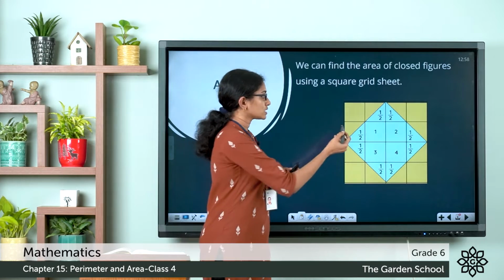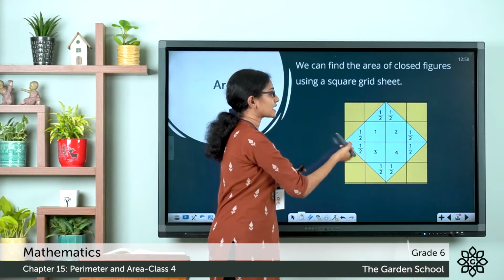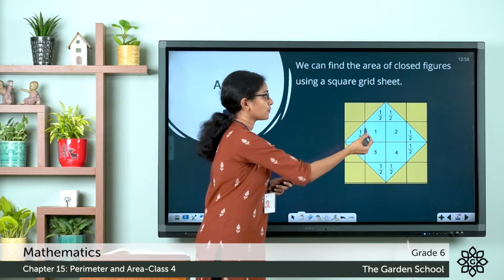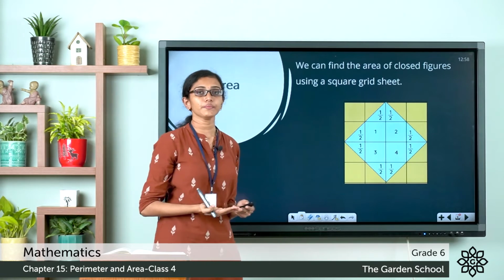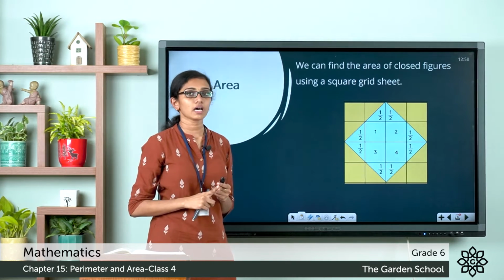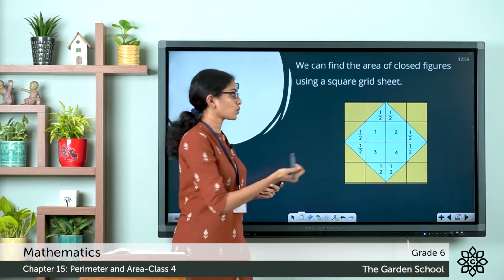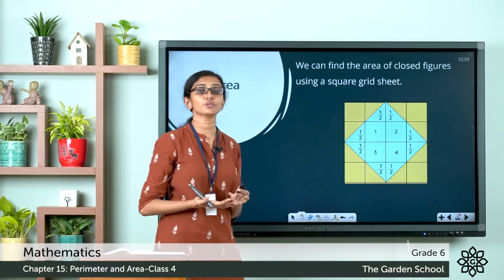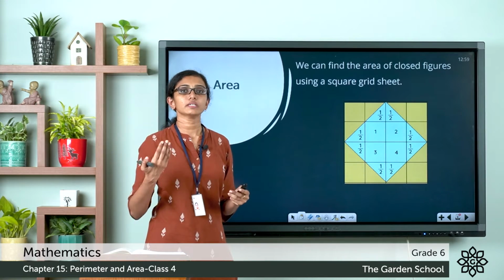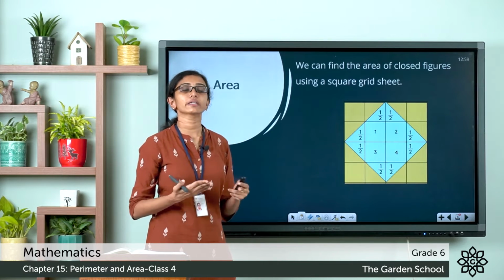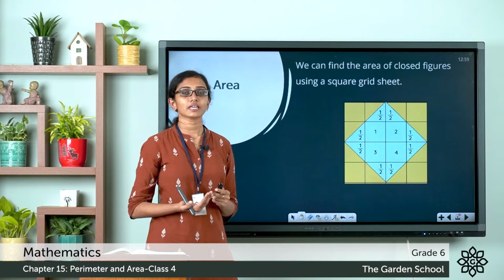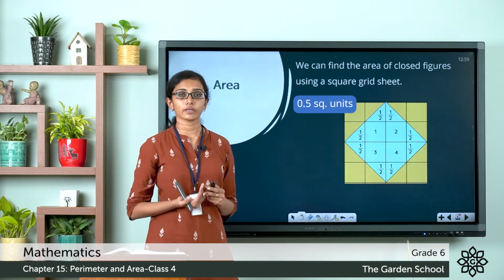Now, some squares are covered only in half. You can see 4 squares are covered here fully. Now, each square has an area of 1 square centimeter. So, the area of the squares covered in full, it is equal to 4 square units. What about the case of squares which are covered only in half? So, in that case, you have to consider the area to be half square units.